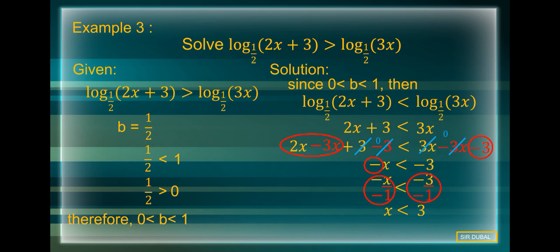So for our final answer, we have x less than 3. So for our solution set, that is equal to 0 to 3, since all logarithms must be positive. And this 3 here is not part of our solution. So that is all about solving logarithmic inequality.